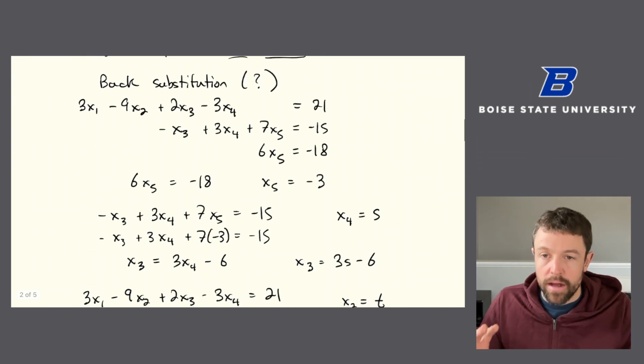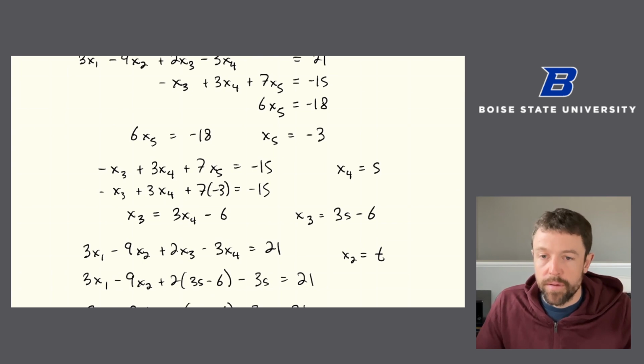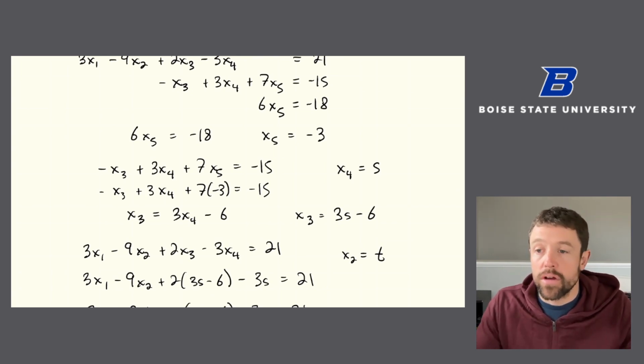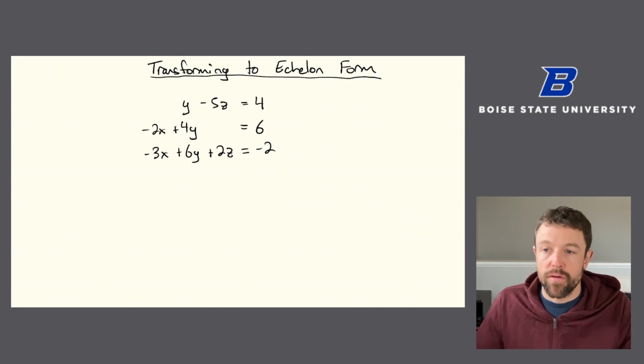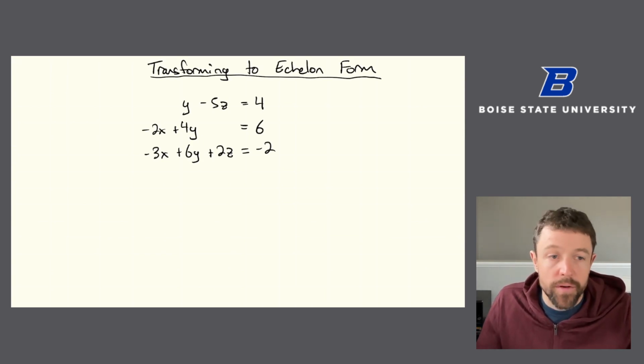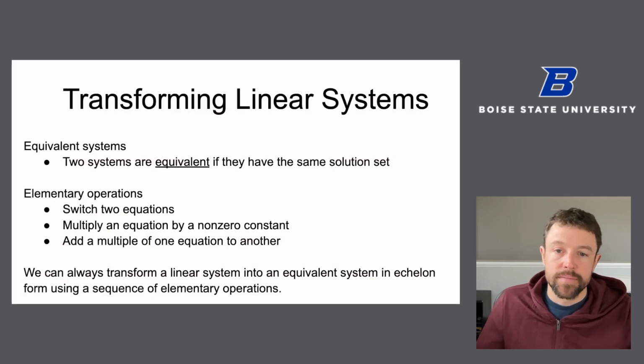So I'll just refer to systems in echelon form, and sometimes when we get a system in echelon form, it's also in triangular form. That's a more specific possibility. So I want to transform this to echelon form. Maybe it'll be triangular form. Who knows? And the whole idea here is that there's a notion of equivalent linear systems.